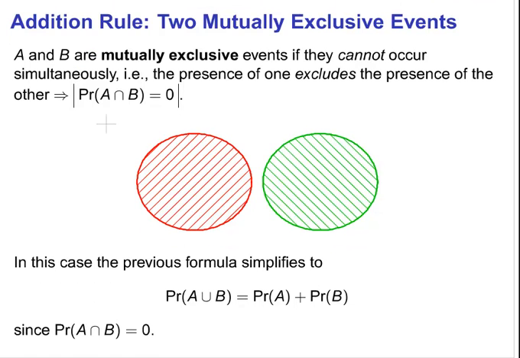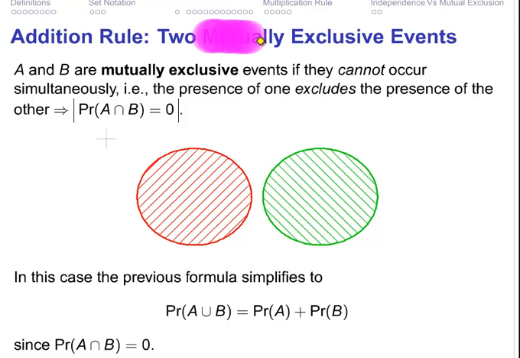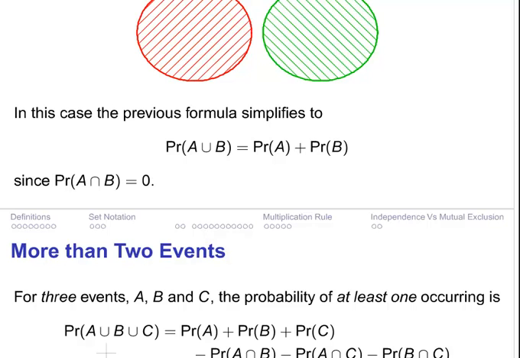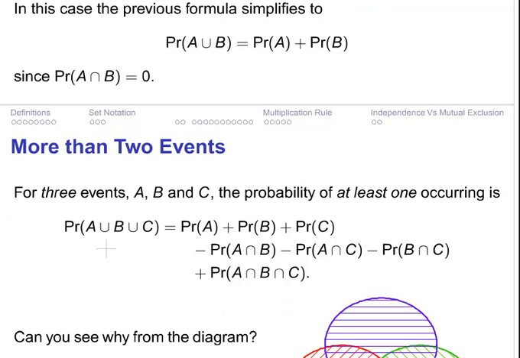So, addition rule: two mutually exclusive events. That's something to look out for. A and B are mutually exclusive if they cannot occur simultaneously. The presence of one excludes the presence of the other. So necessarily, the probability of A intersection B, or A and B, is equal to 0. There's no intersection, no crossover between A and B. So for this particular example, the probability of A union B is the probability of A plus the probability of B, since the probability of A intersection B is equal to 0.